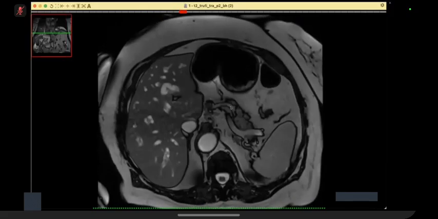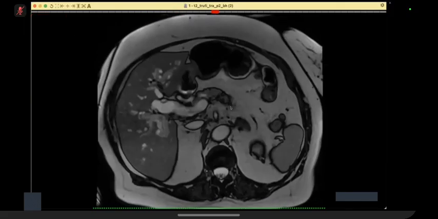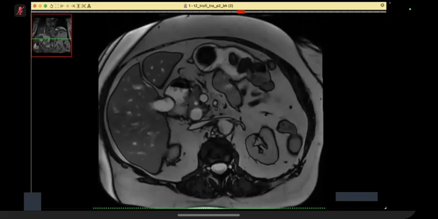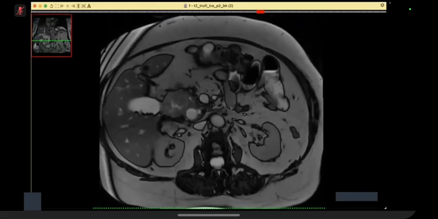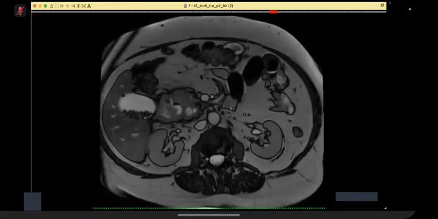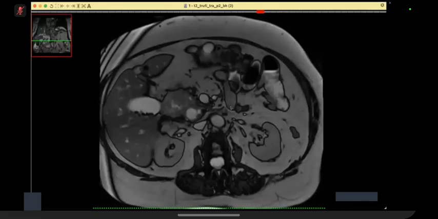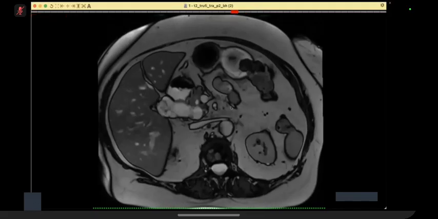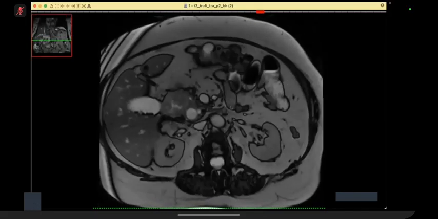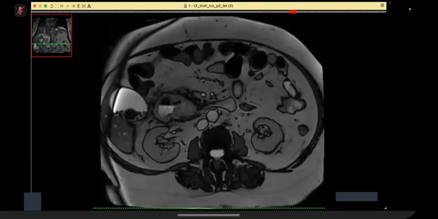So, these are the T2 axial images. Here again, I can see that the CBD and HBRs are dilated, and as we are coming down and tracing the CBD further, yes, here I can see there's some soft tissue near the ampulla, obstructing the flow and resulting in proximal dilatation.